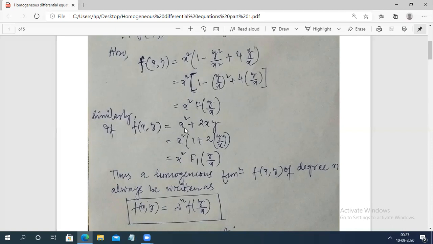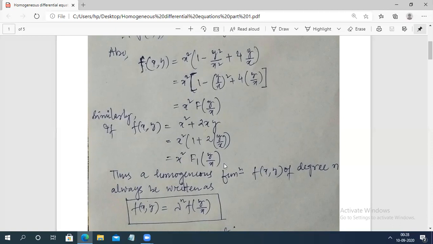You can check it in the lambda method also. Then you have to change x with lambda x and y with lambda y, and then you can see that this can also be written as lambda square f of xy. But we are talking about the y by x form. So if we take x square common, the expression will be 1 plus 2y by x. So this is a function of y by x. So the given function is a homogeneous function of degree 2.